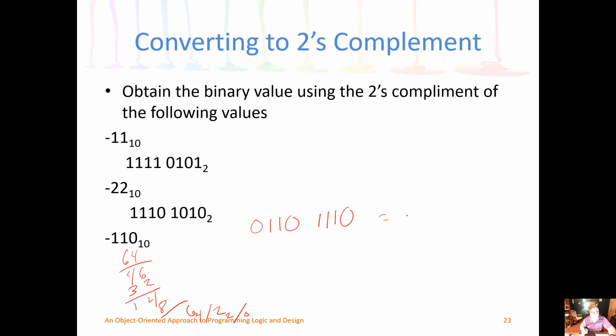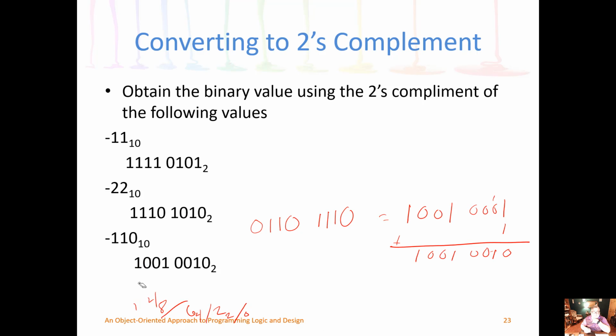So I take that, convert the zeros to 1s and 1s to 0s. 1001 0001. Add 1. 1 and 1 is 0. Carry the 1. 1001 0010. And that's a minus 110. 1001 0010. Yep, that's right. Okay. So that's how you take a 2's complement. So you take a number and you make it negative.